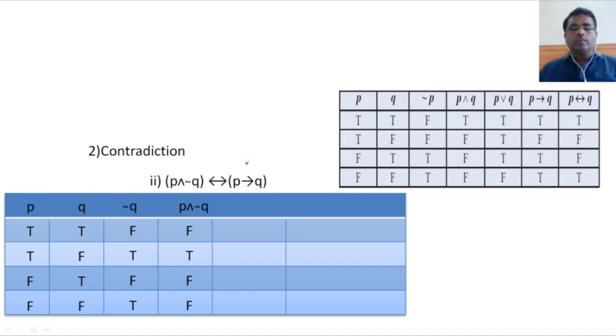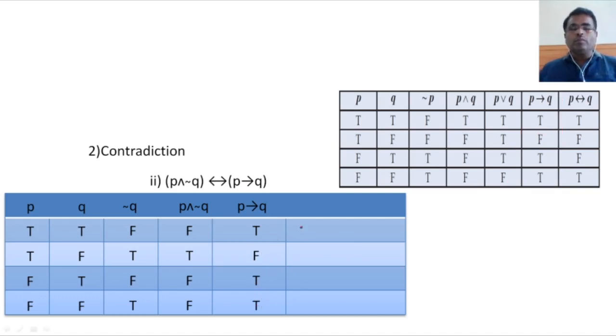Then next we have to consider P implies Q. We know this is your P implies Q table. So according to that, only the second value is false and all other values are true. Therefore this gives you the values true, false, true, and here we have true again. So true, false, true, true.